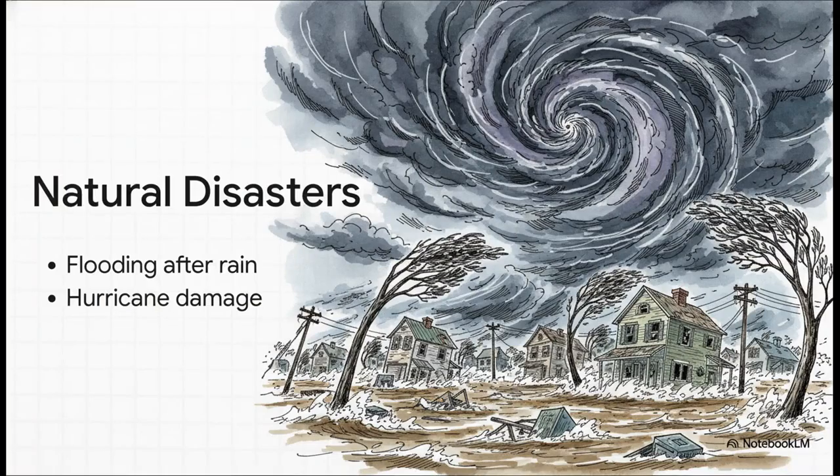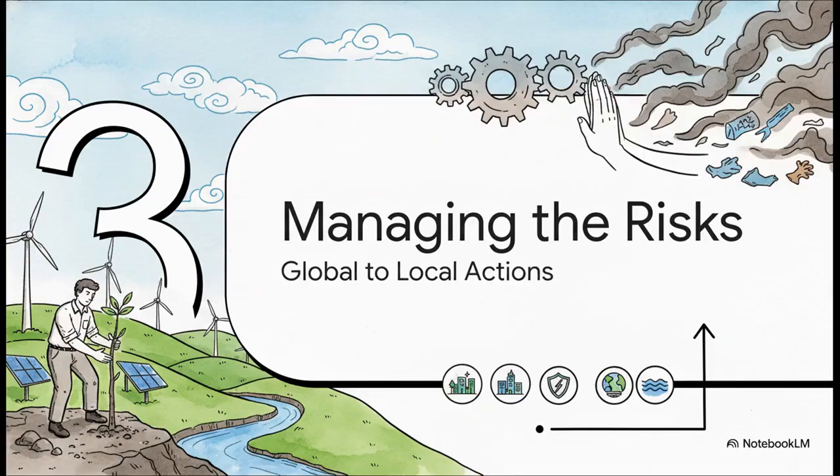Furthermore, these shifts act as a massive threat multiplier for natural disasters. Changing weather patterns mean heavy precipitation events quickly turn into catastrophic flooding. We're seeing warmer ocean temperatures fuel increasingly stronger, more destructive storm systems and hurricanes that just completely devastate local infrastructure, homes, and roads. All right, Section 3, managing the risks, from global to local actions.